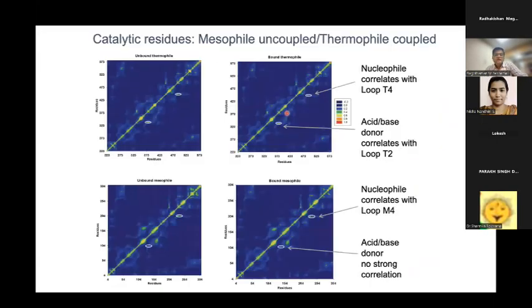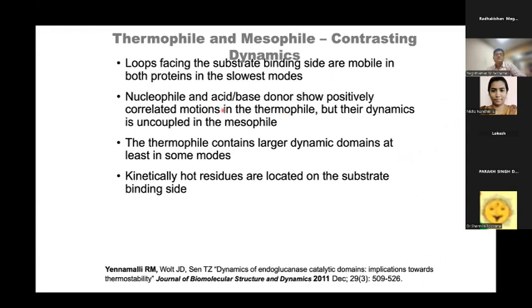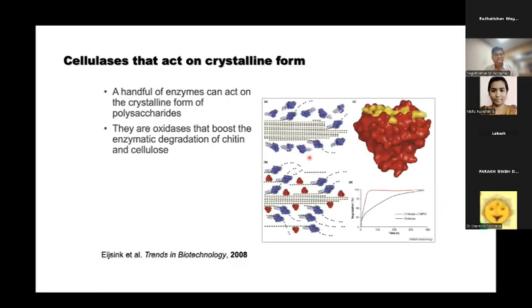Okay. So what we found was that loops are more mobile in the slowest modes. The nucleophile and acid-base donor show positively correlated motions in the thermophile, but not in the mesophile. And the kinetically odd residues are located on the substrate binding site, which is crucial for the function. And we also saw through GNM that the thermophile contains larger dynamic domains.